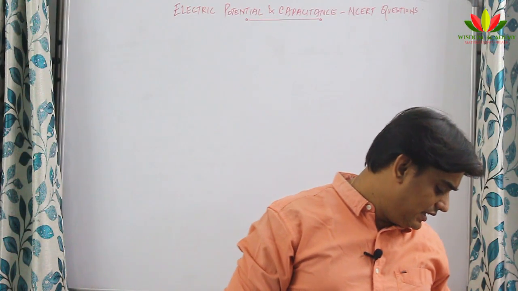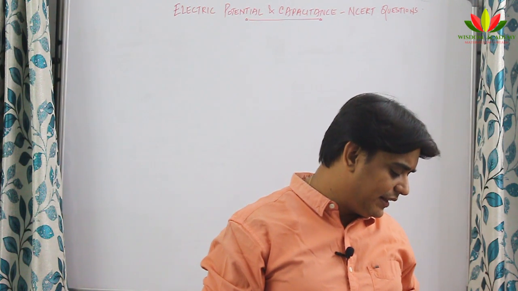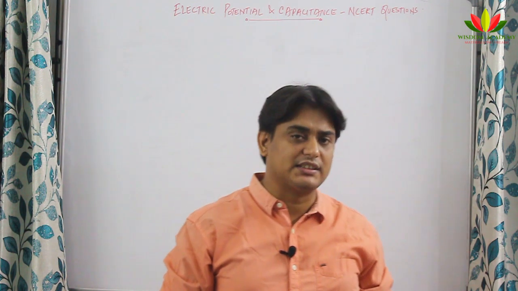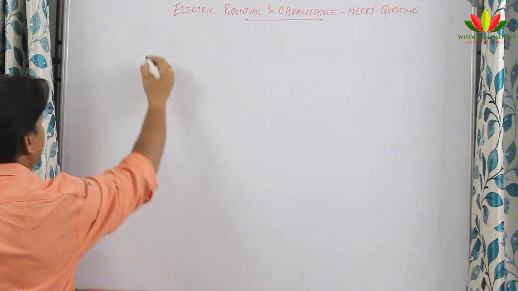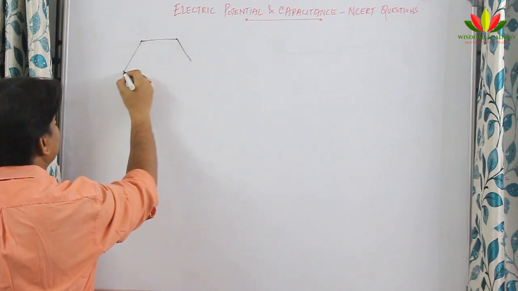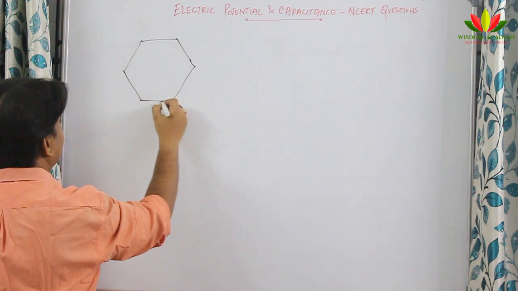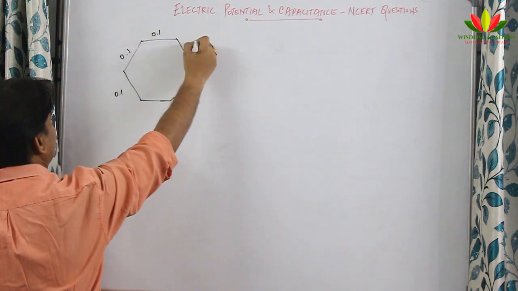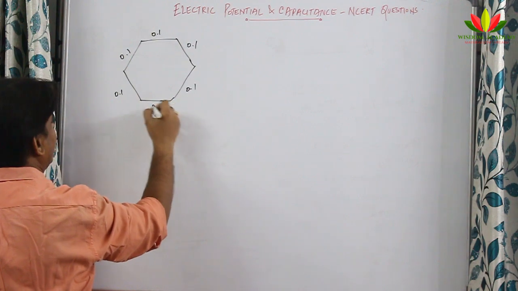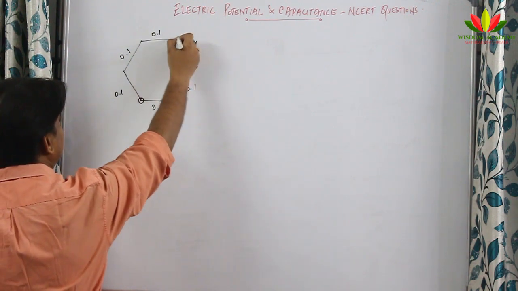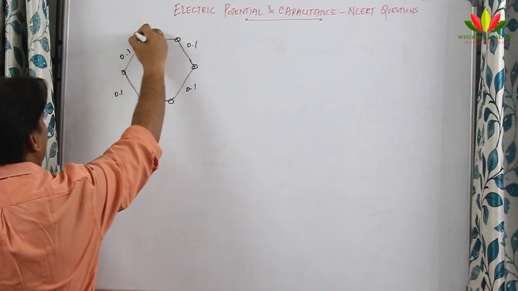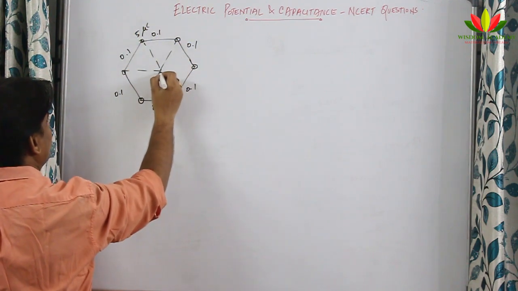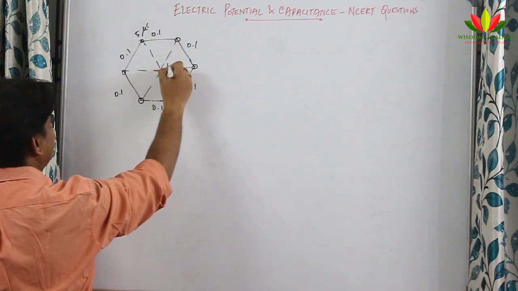Second question is, a regular hexagon of side 10 centimeter has a charge of 5 microcoulomb at each of its vertices. Calculate the potential at the center of the hexagon. So they have taken a regular hexagon. We know that regular hexagon will have 6 sides and all will be equal, and the side is given as 0.1 meter, and at each of its vertices there is a charge kept of 5 microcoulomb. They are asking you what is the potential at the center. Let the center be O.